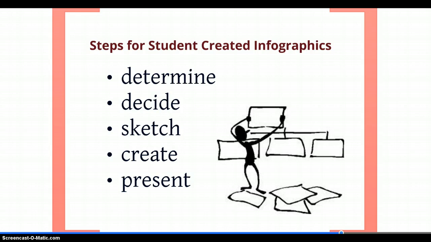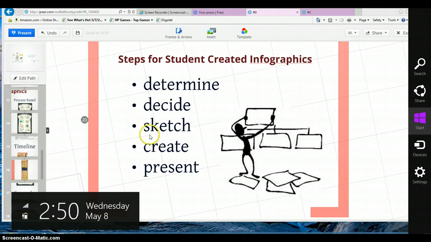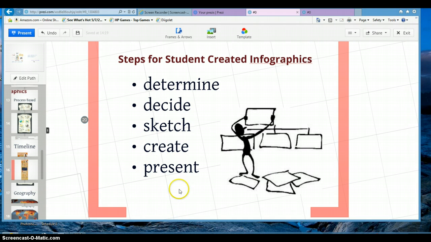The next thing that you should have students do is sketch their infographic. Even if they cannot draw or they're not the best artists, they should still be able to sketch it, maybe with words, but they should be able to determine where everything should go and how they want everything to look in their particular infographic.